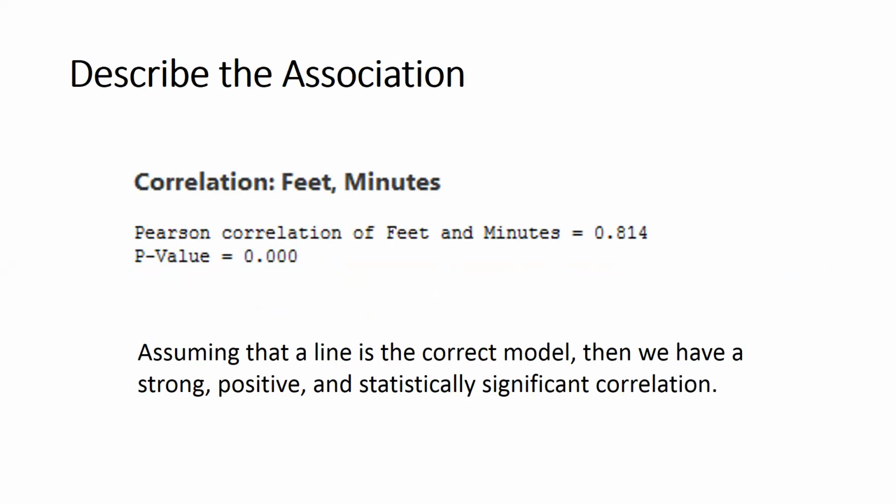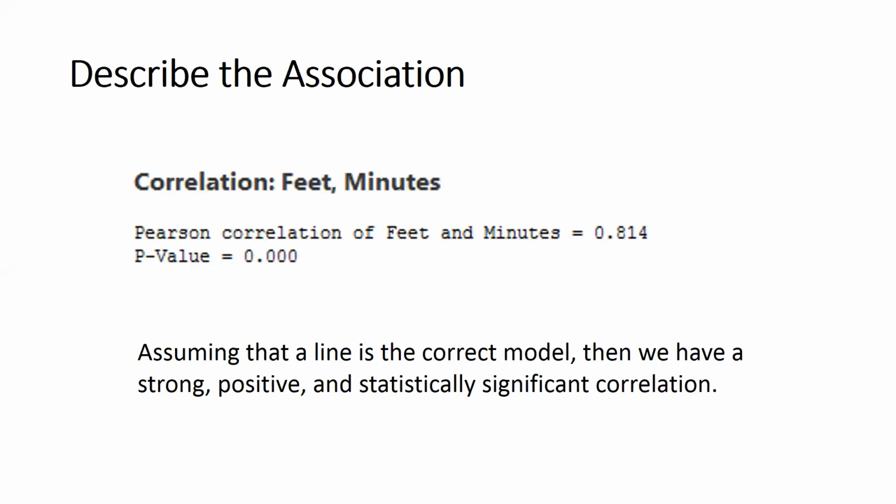One thing I would do is describe the association, much in the same way that you might start an analysis that would involve perhaps a test for means or proportions, to think about how to summarize the information. So I started with a correlation, and I found a strong positive correlation between feet and minutes. And in fact, that correlation is statistically significant, represented by a p-value that's less than 0.001.